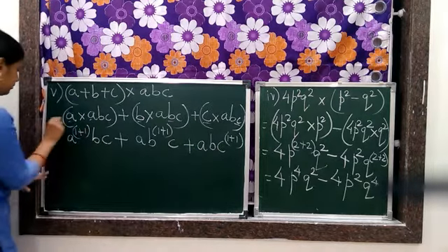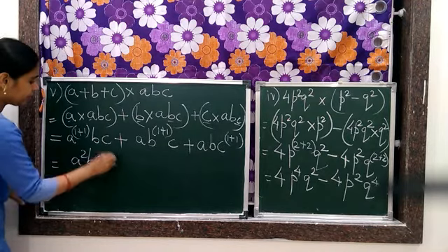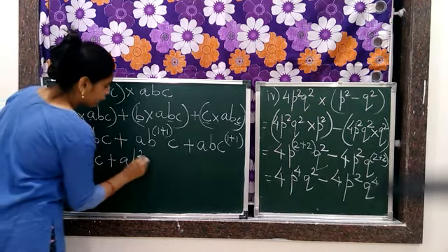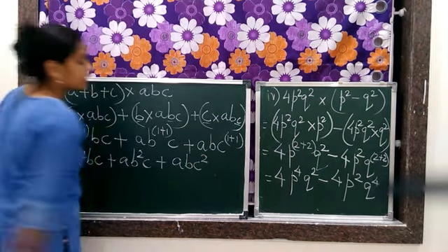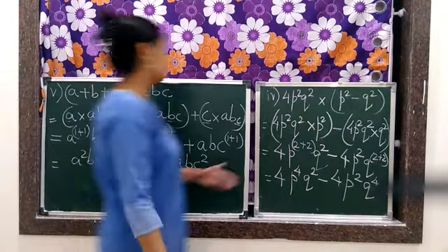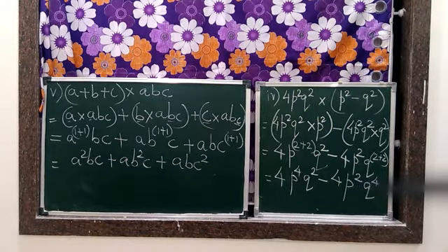Hence, this gives a square bc plus ab square c plus abc square. This completes the fifth one and also completes question number 2, children. The third one we are going to start tomorrow.